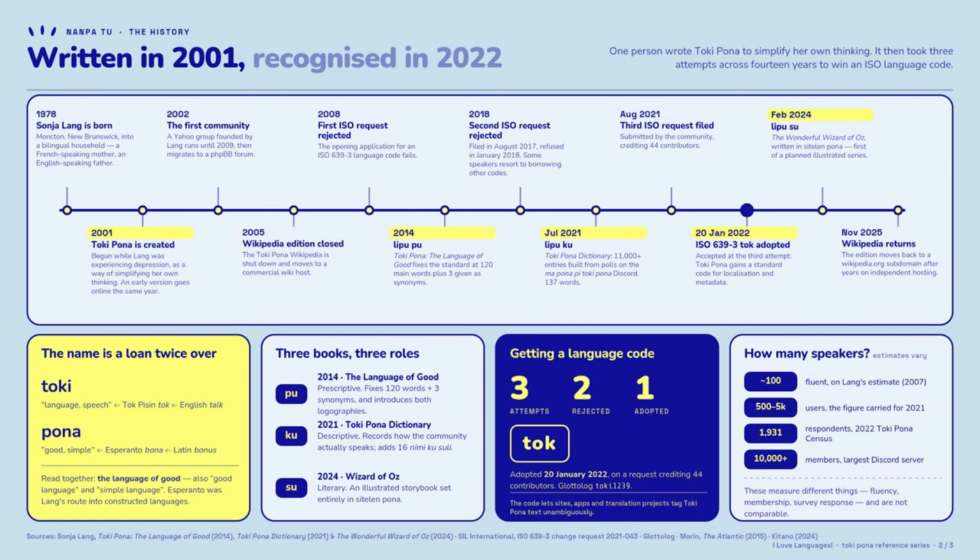Speaker estimates remained modest and contested. Lang put fluent speakers at around 100 in 2007, while the largest Discord server has exceeded 10,000 members, and the 2022 Toki Pona census drew 1,931 respondents.